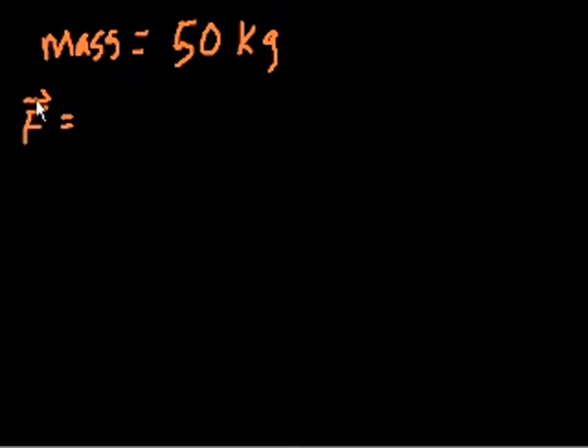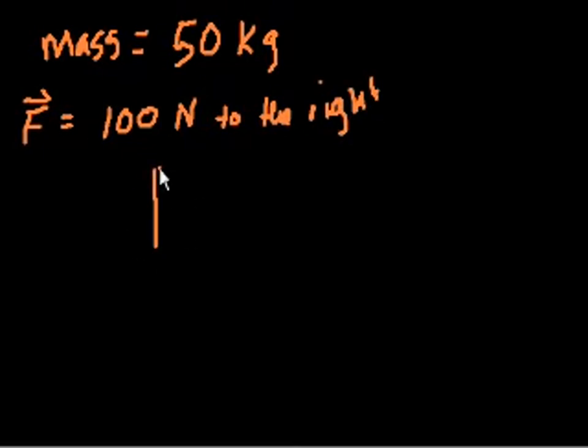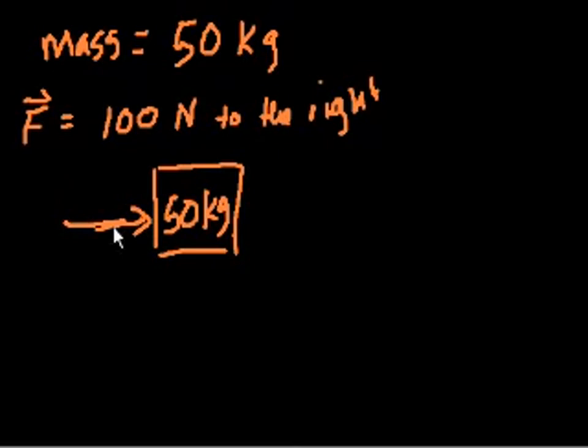So we know that force is a vector. Let's say I apply a force of 100 newtons, and let's say I apply it to the right. So this is the object, 50 kilograms, and I'm applying a force to the right of 100 newtons. So what's going to happen to this object? Well, let's use the formula. Force is equal to mass times acceleration.